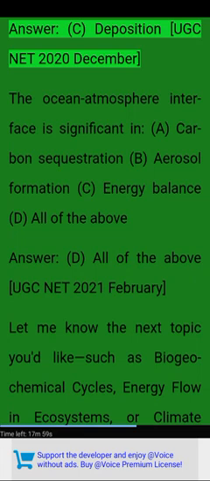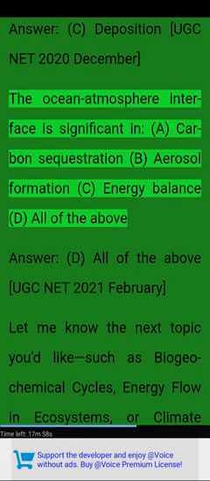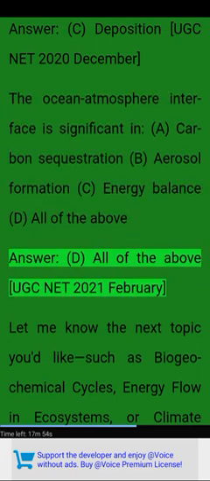UGC NET 2020 December. The ocean-atmosphere interface is significant in A. Carbon sequestration. B. Aerosol formation. C. Energy balance. D. All of the above. Answer: D. All of the above. UGC NET 2021 February.